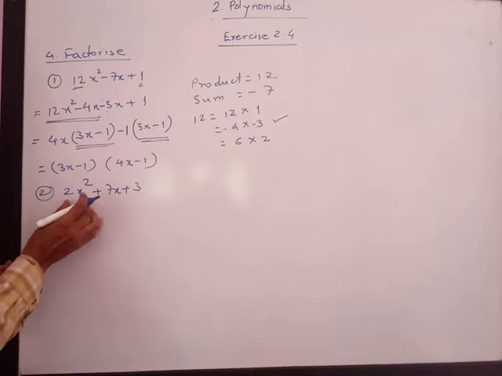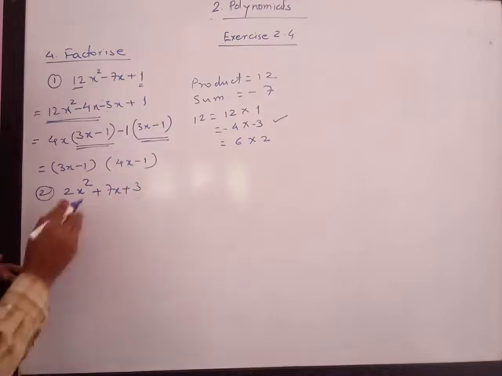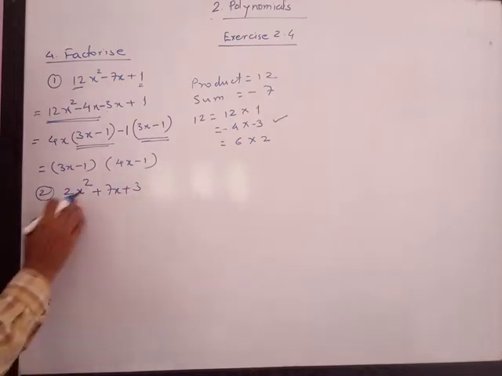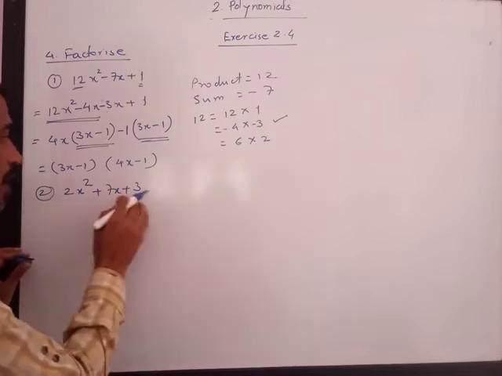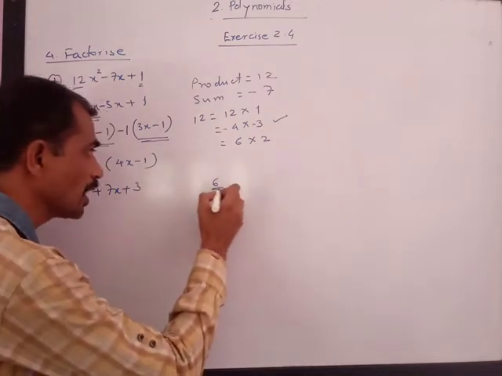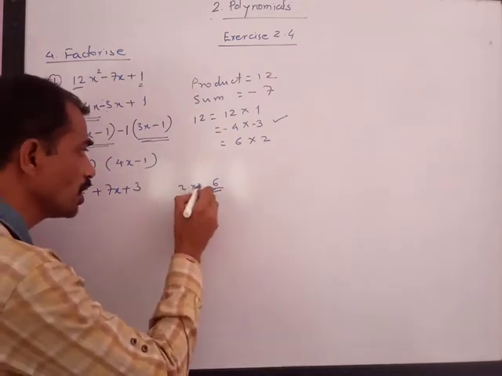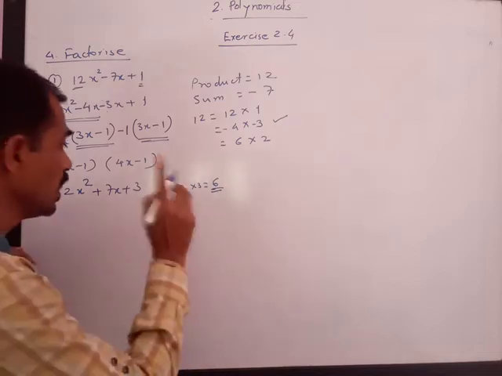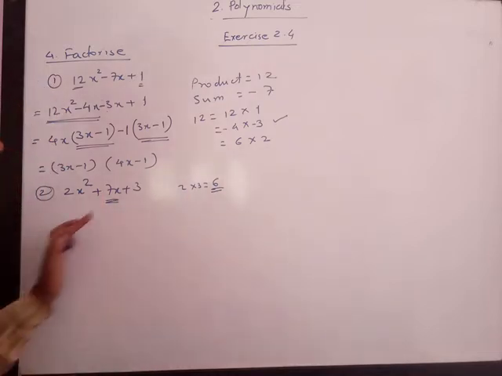Next is 2x square plus 7x plus 3. We want two numbers such that the product is the product of the first and last. The product of the first and last, 2 3s, is 6. We want factors of 6. Please understand, 2 into 3 is equal to 6. So we want factors of 6 in such a way that their addition will be 7.